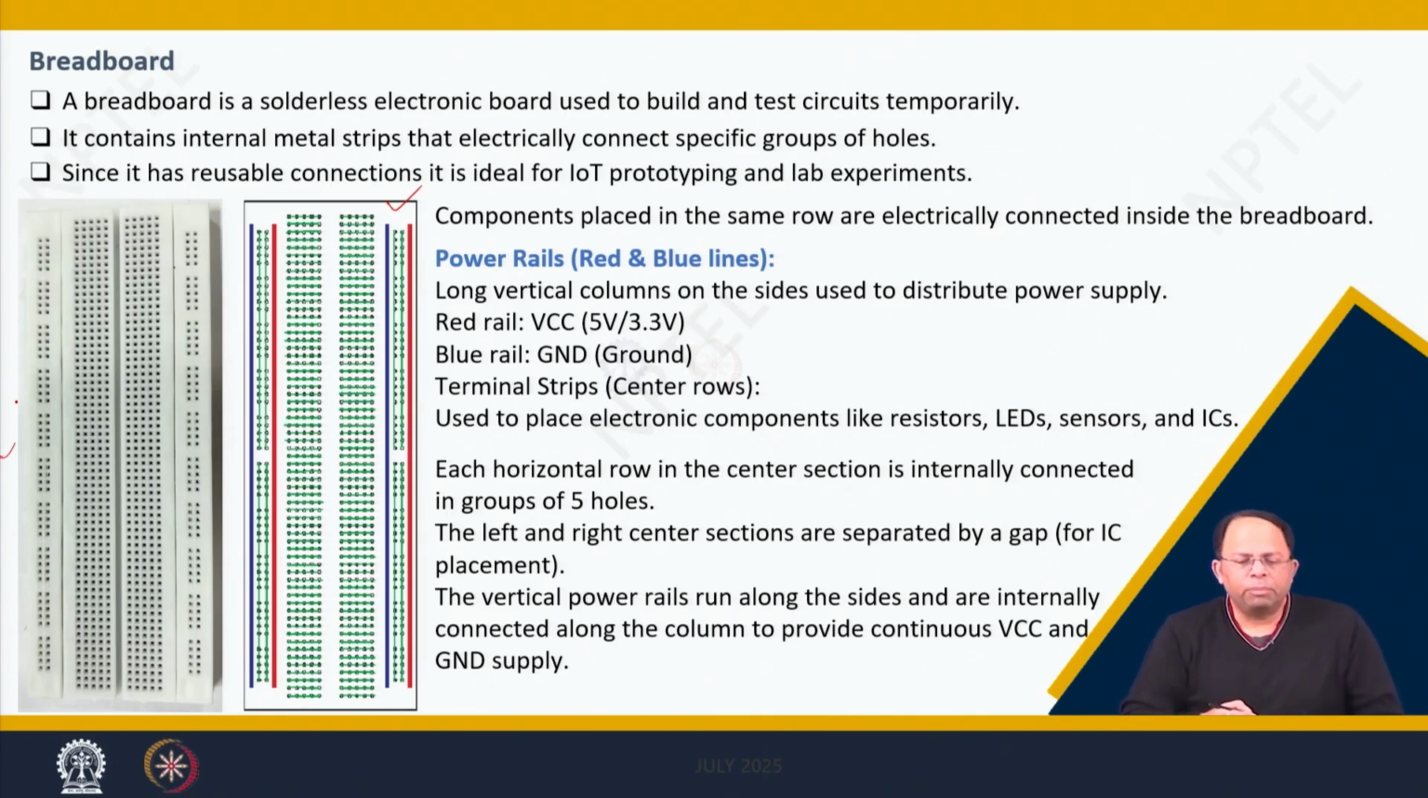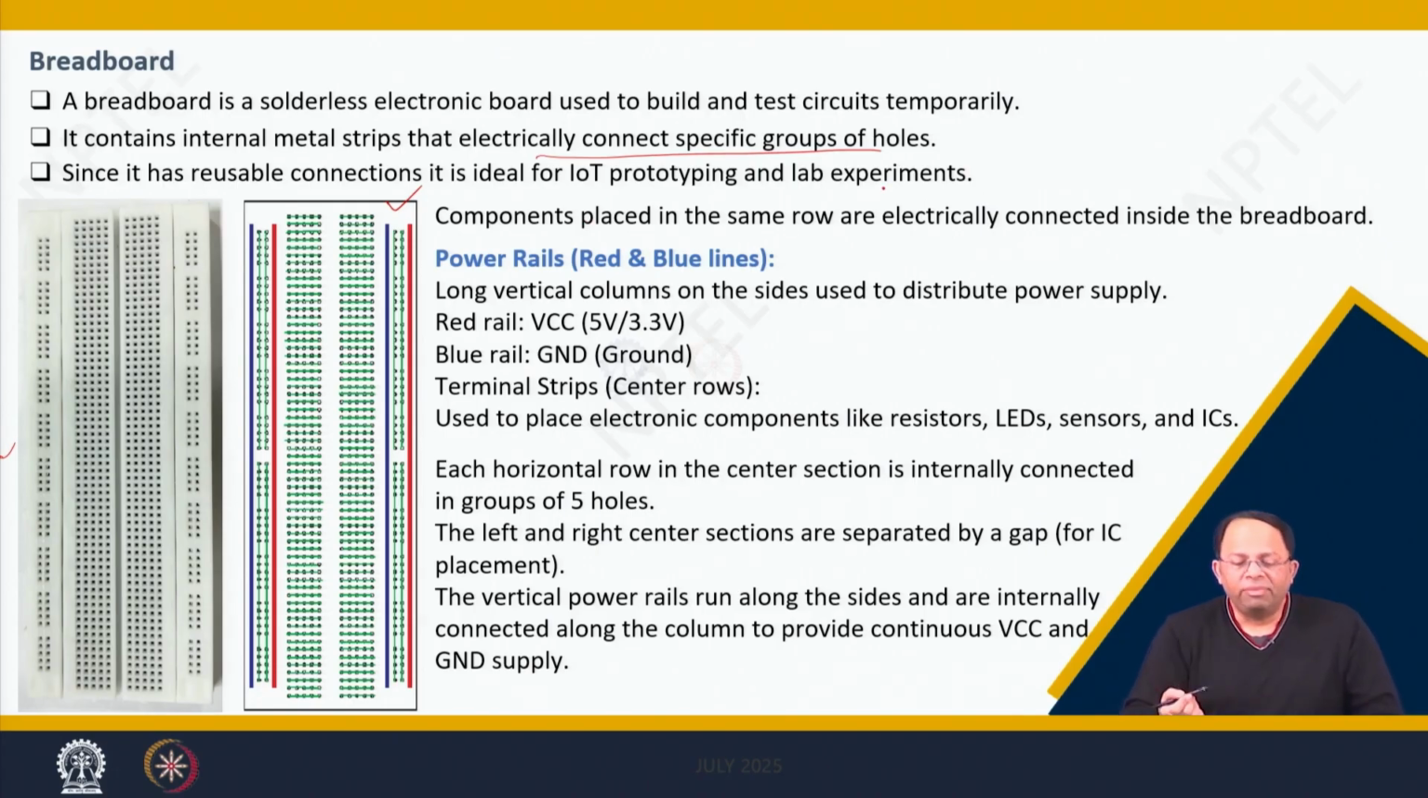If you see the breadboard, it contains internal metal strips below the plastic that electrically connect specific groups of holes, right? That means if you put two things in a set of holes which are connected, automatically those get connected. So this is basically a wire which is printed, instead of the wire you are connecting outside, right? Since it is a reusable connection, it is ideal for IoT prototyping and lab experiments.